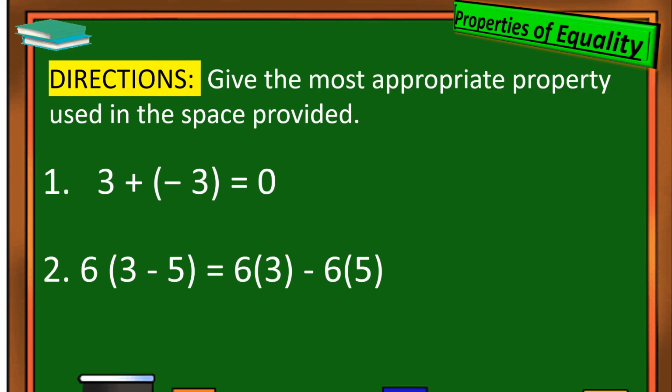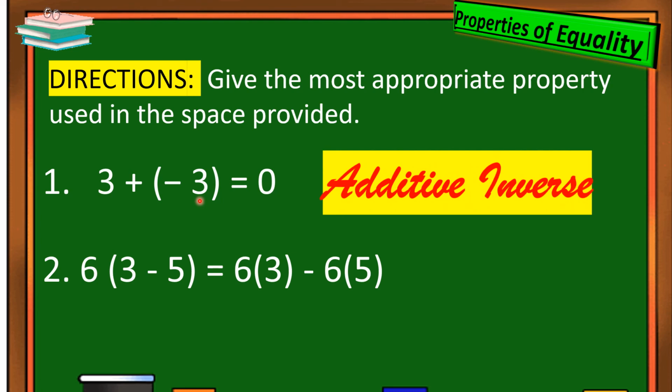And now, let's answer some exercises here. You give the most appropriate property used in the space provided. Tingnan natin nga kung natatandaan nyo. So, in number 1, 3 plus negative 3 is equal to 0. What do you notice here? Kabaliktaran lang yan, di ba? They are opposite. So the answer is additive inverse.